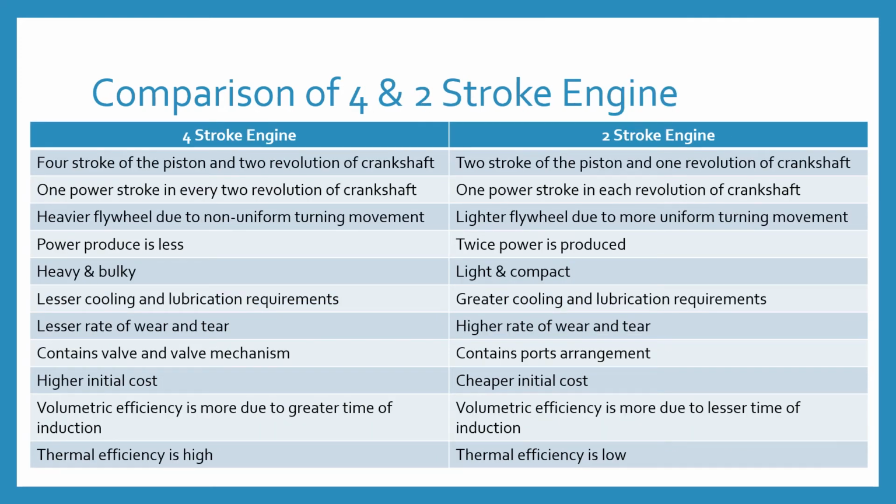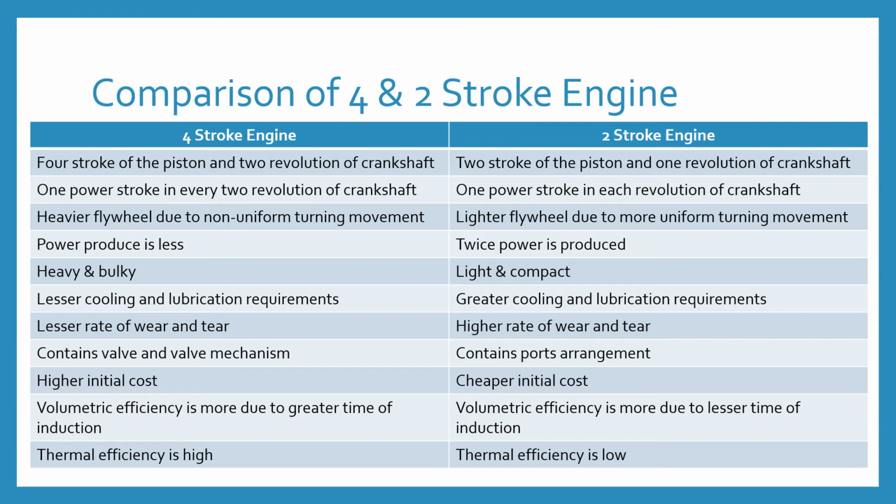Now coming to the comparison of 4-stroke and 2-stroke engine. In the case of the 4-stroke engine, 4 strokes of the piston are available. And in the case of the 2-stroke engine, only 2 strokes of the piston are available. In the 4-stroke engine, 2 revolutions of the crankshaft occur. In the case of the 2-stroke engine, 1 revolution of the crankshaft occurs.